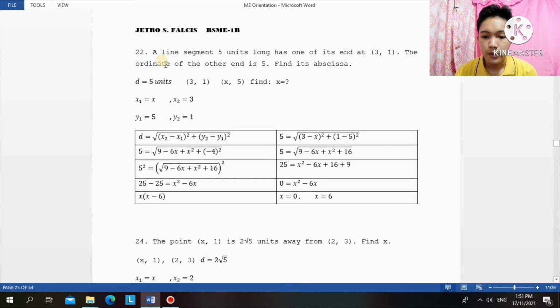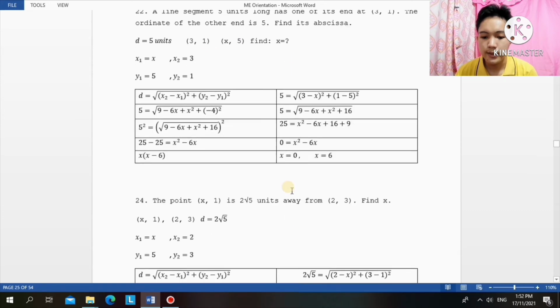So, a line segment 5 units long has one end at (3, 1). The ordinate of the other end is 5. So, its abscissa is either 0 or 6.